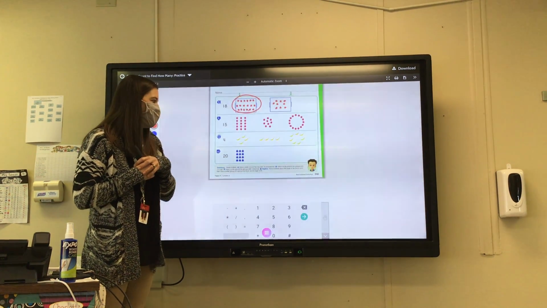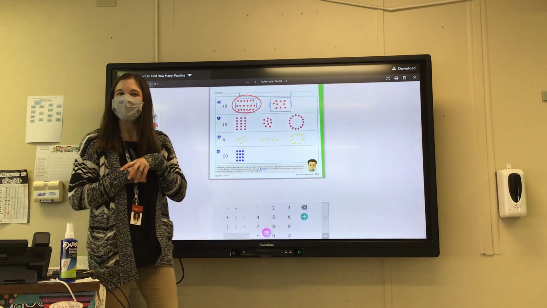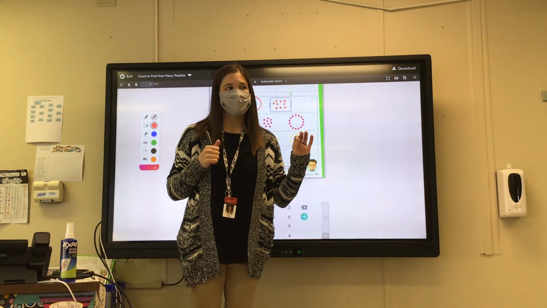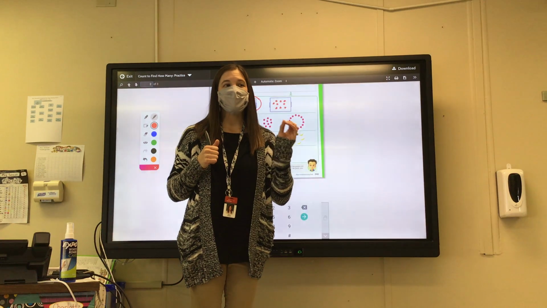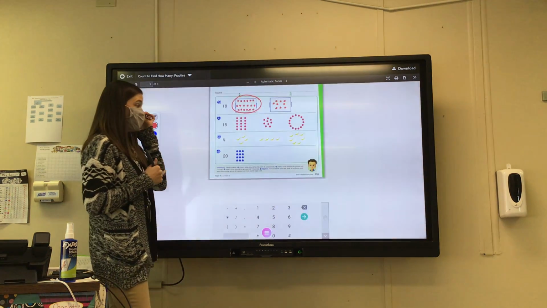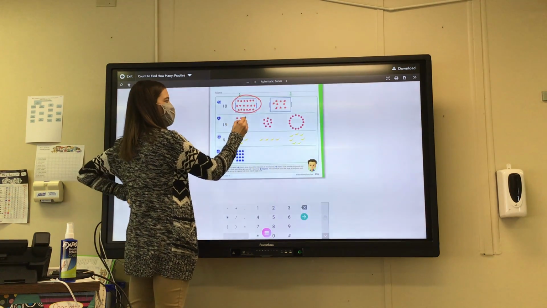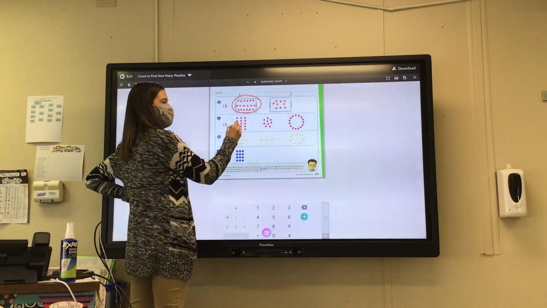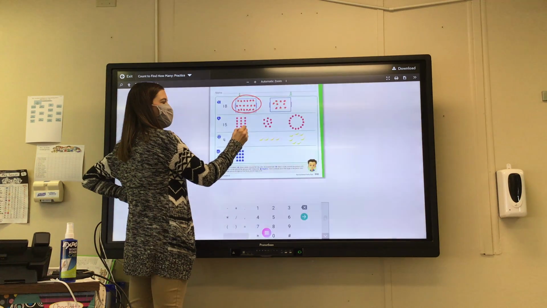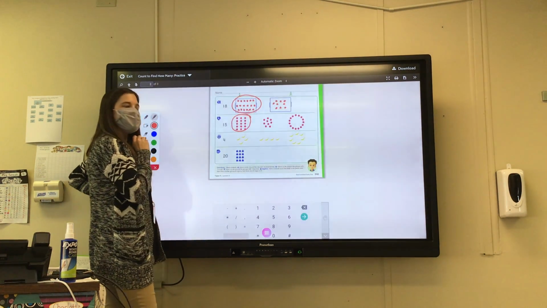Then look down at number 4. Draw a circle around the groups with 15 bugs. Now I said groups. There's an S at the end of group. So that means we need to circle more than one group, right? So we have to count 15 ladybugs. So let's count. 1, 2, 3, 4, 5, 6, 7, 8, 9, 10, 11, 12, 13, 14, 15. Does that have 15? Yes. Circle it.